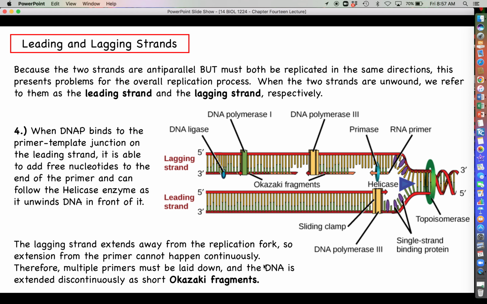So because of this, DNA replication happens discontinuously here, and the replication that we are able to do appears as what we call short Okazaki fragments. So instead of laying down a single long continuous piece of DNA, we lay it down in fragments that we call Okazaki fragments.